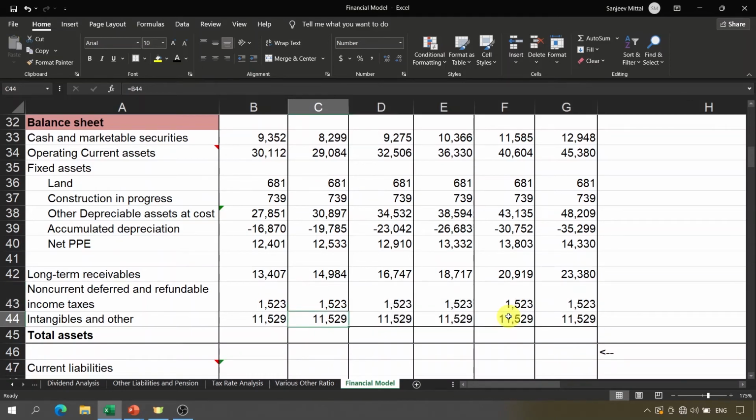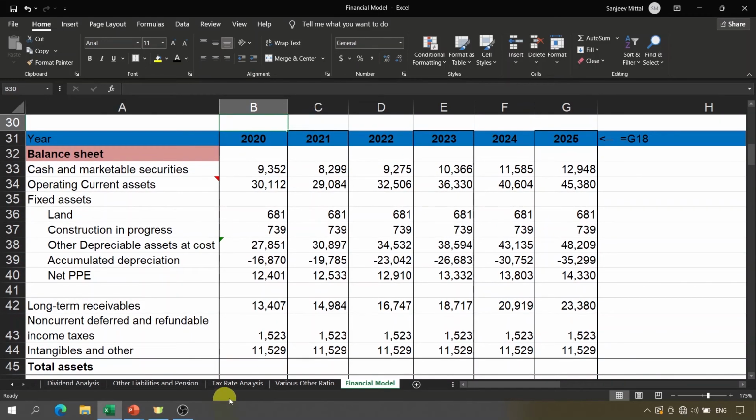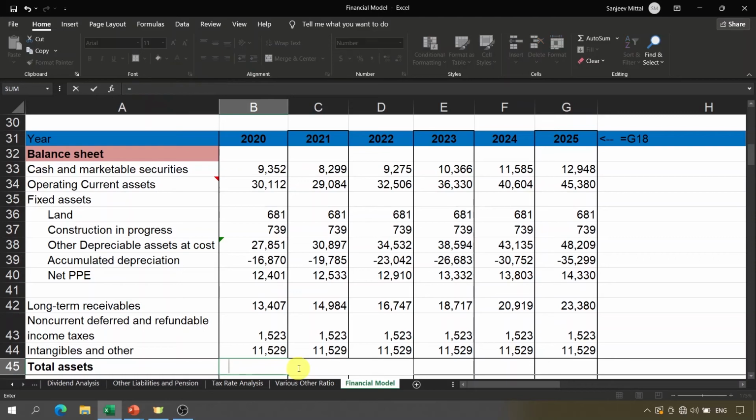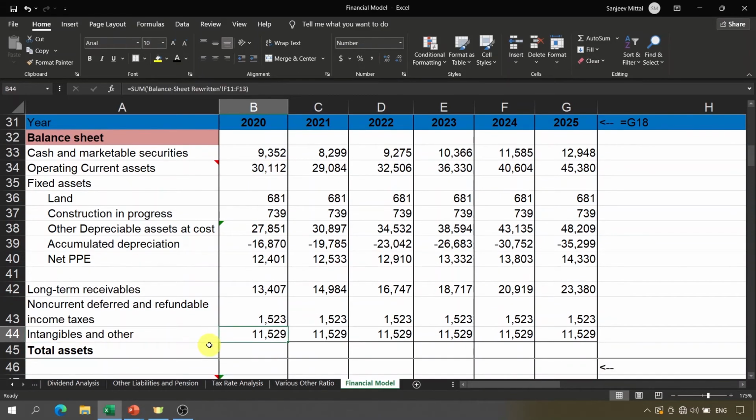Once we have done that, you can see that our balance sheet total can be done right now. So if we try to do our total, we can simply select our cash and marketable securities. Along with that, we can choose our operating current assets. After that, we can select our property, plant and equipment and our long-term receivables. And after that, our non-current deferred and refundable income tax. And lastly, our tangible, intangible and other assets.